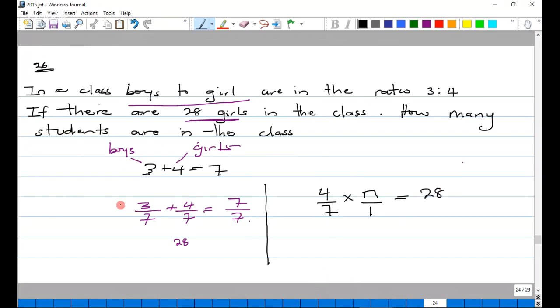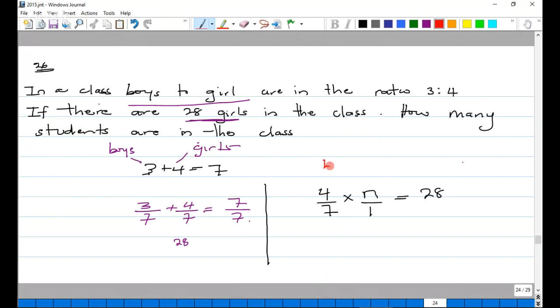Sir, I think it's 4. That there are 4 students in the class? No, sir, but I think the whole is 4 because 4 times 7 is 28. Not there yet. So let's look at what we need to do.